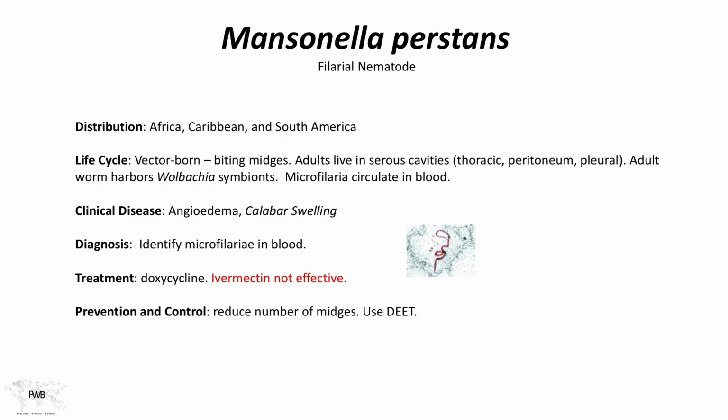The adult worms live in the serous cavities, the thoracic, the peritoneum, the pleural cavities. Adult worms harbor Wolbachia endosymbionts, and the significance of that is yet to be understood. Filariae circulate in blood. And in this case, we can now relate this infection to several other pathological conditions caused by other filarial nematode infections.